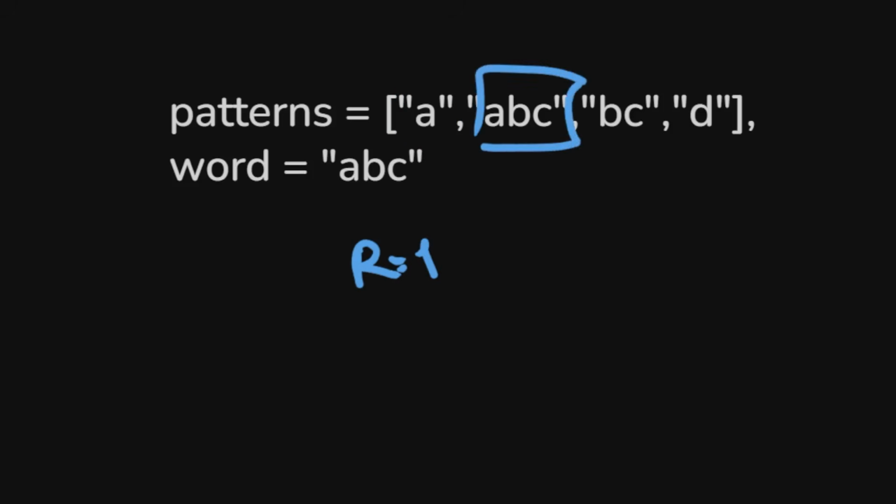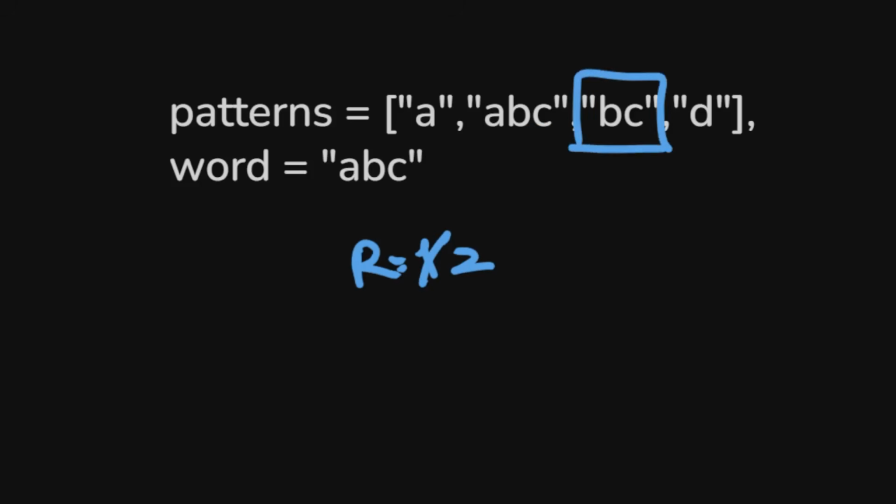Next, we continue with this pattern, and we repeat the same process. We are iterating the word from left to right. We start with A, which corresponds to the first character in the pattern. So now we continue with the next character, and B is equal to B. So next we continue with C, and these two characters are equal also, which means that this is a valid pattern, so we add another 1 to the result, and this is 2.